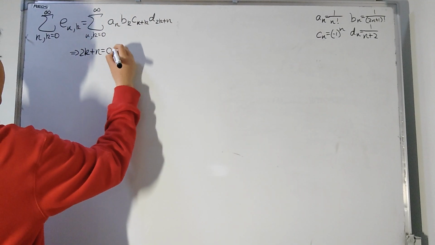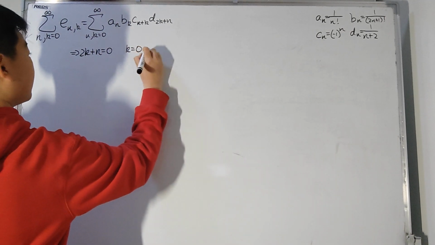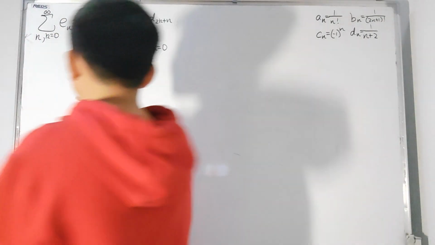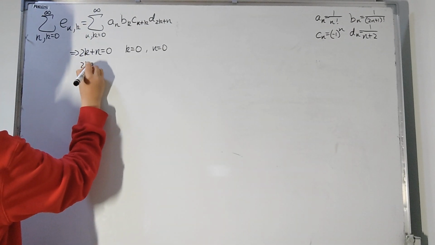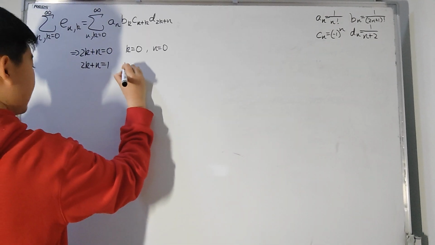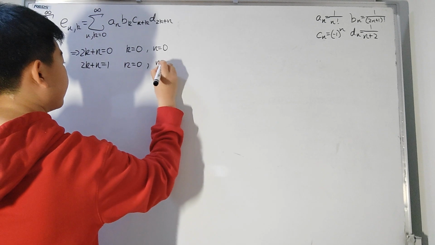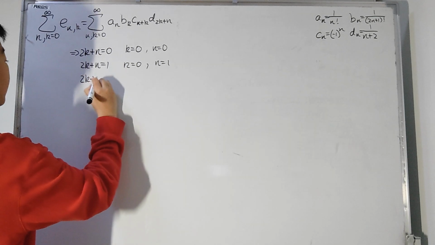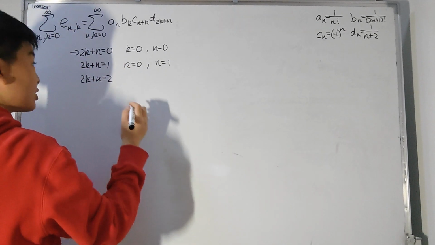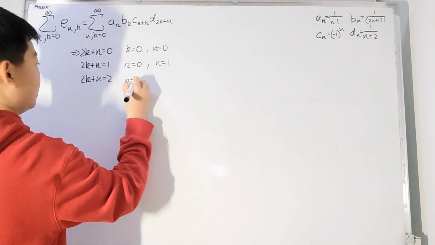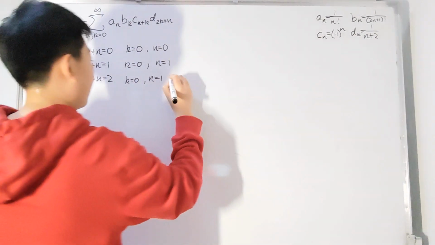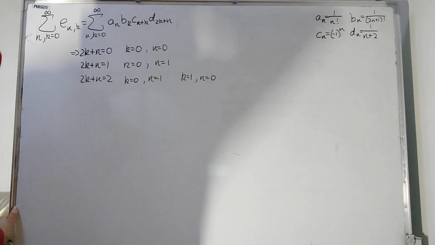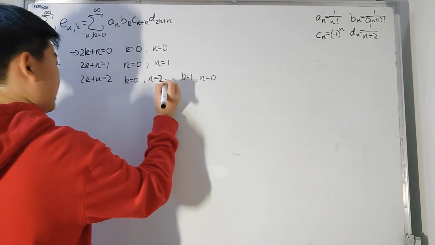And so we have k equals 0 and n equals 0 in our interval that we showed before. And then next I thought about, what if 2k plus n is equal to 1? In which case k is equal to 0 and n is equal to 1. Then I went on, so 2k plus n is equal to 2. My conclusion was there were 2 solutions: either k equals 0 and n equals 2, or k equals 1 and n equals 0.